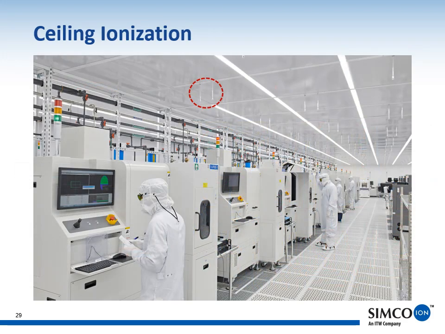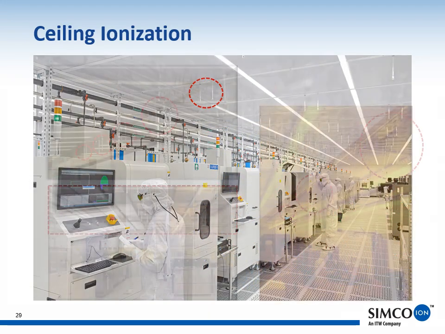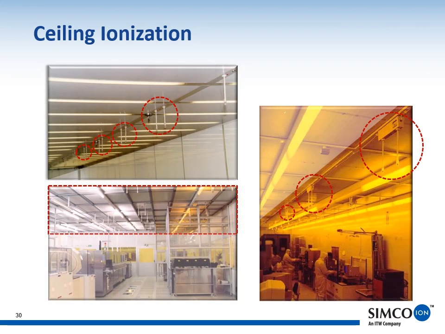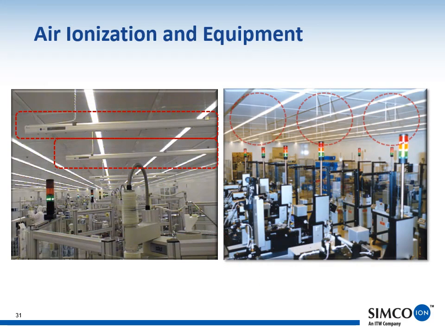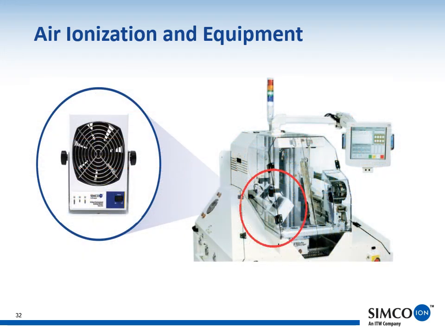Here is another example of ceiling ionization. This slide shows yet another example. We can also install ionization in the form of an ionizing bar that can be hung over equipment or a flow hood. We can also use ceiling emitters and focus the ionization in areas of high equipment density, etc. Blowers can be strategically placed in equipment to focus ionization in locations where charging is known to be happening or critical assembly steps may be occurring.